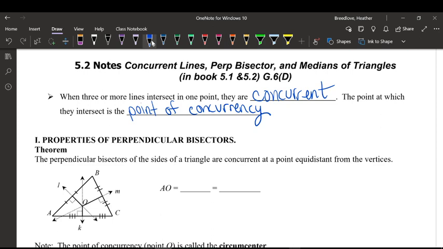So perpendicular bisectors, we've already talked about those in 5.1 and before. The perpendicular bisectors of the sides of a triangle are concurrent at a point equidistant from the vertices. There's a lot in that sentence, so I'm going to go back over it one little piece at a time and let this sink in. We're going to use the picture to help.